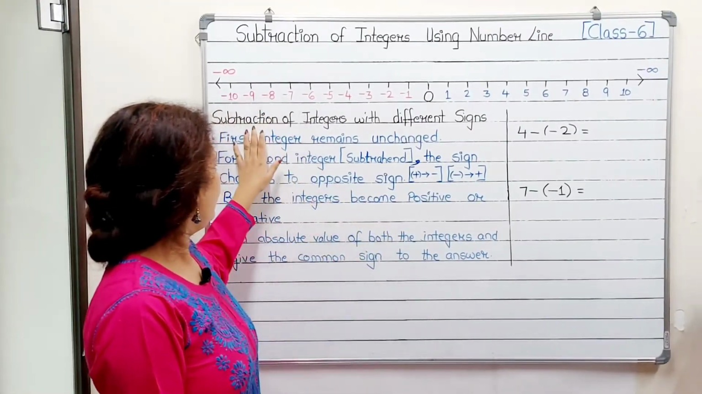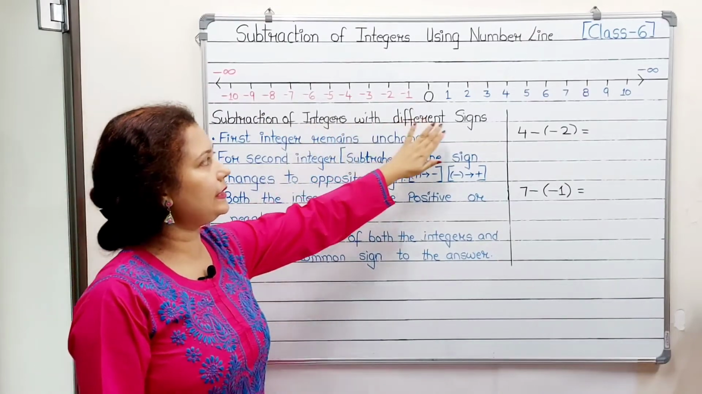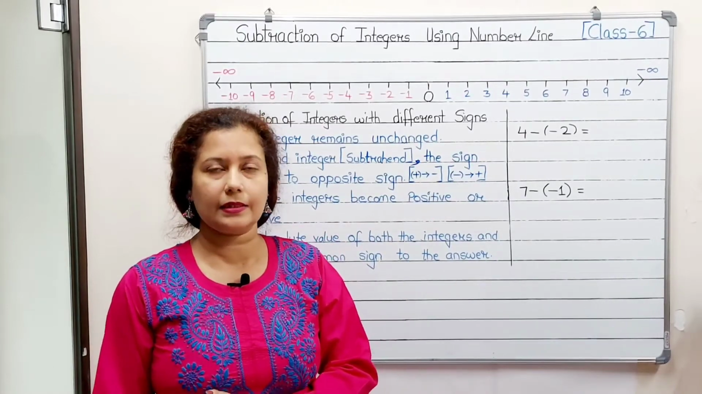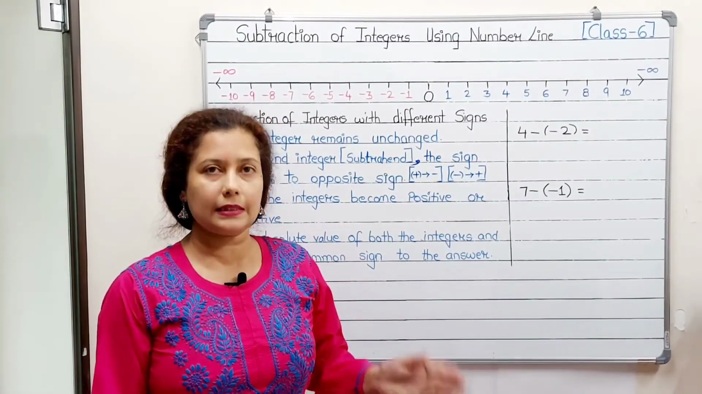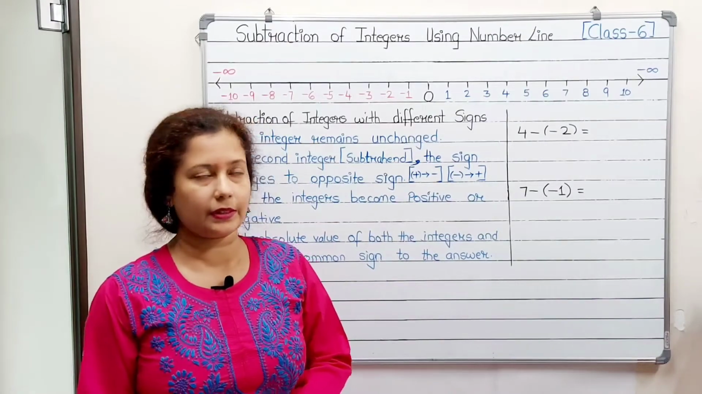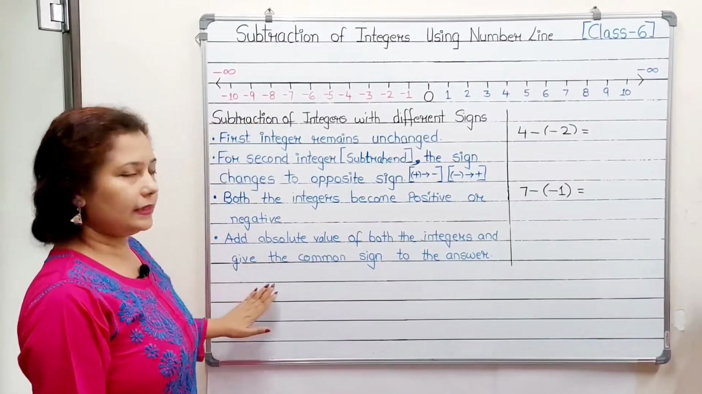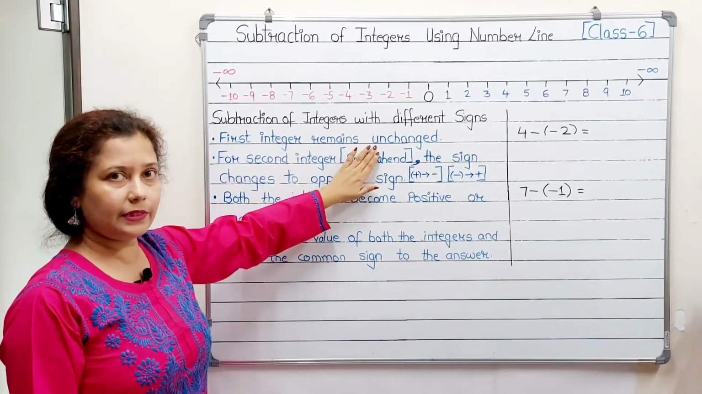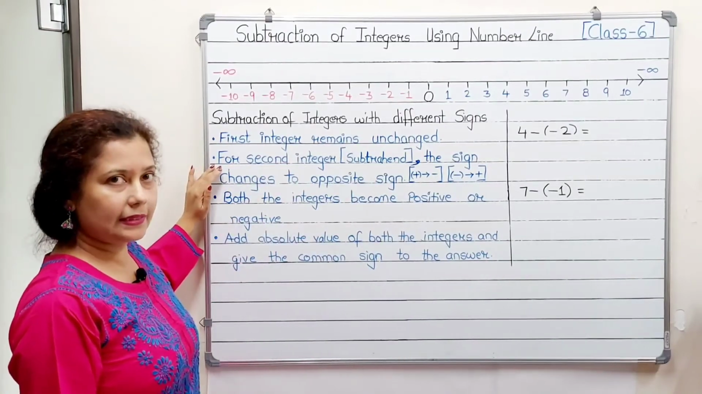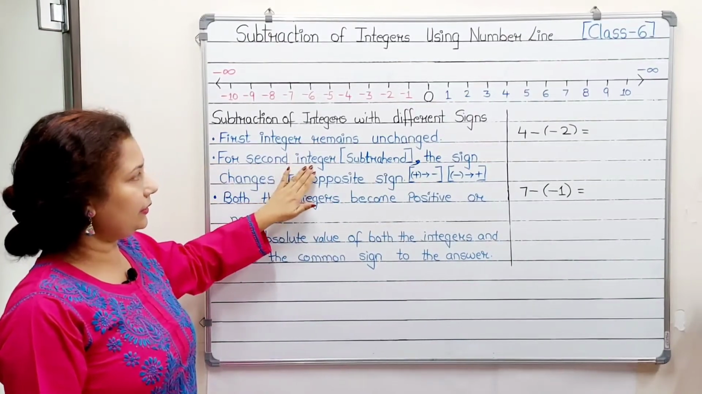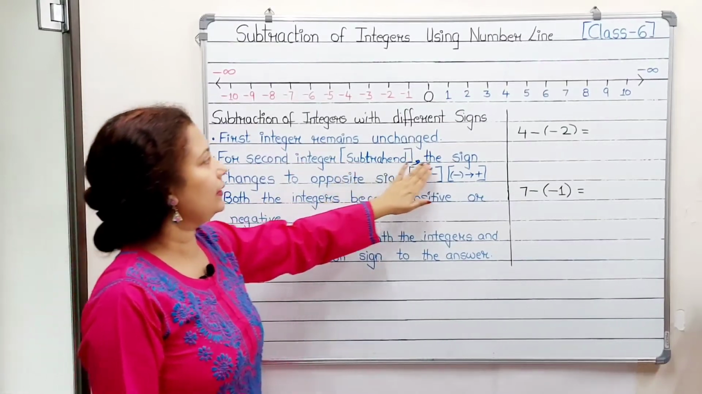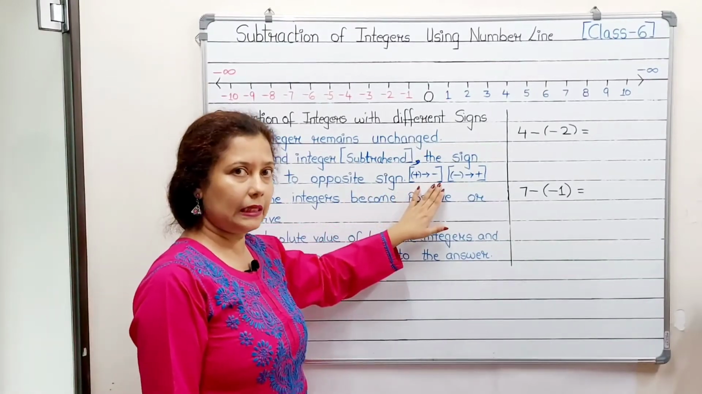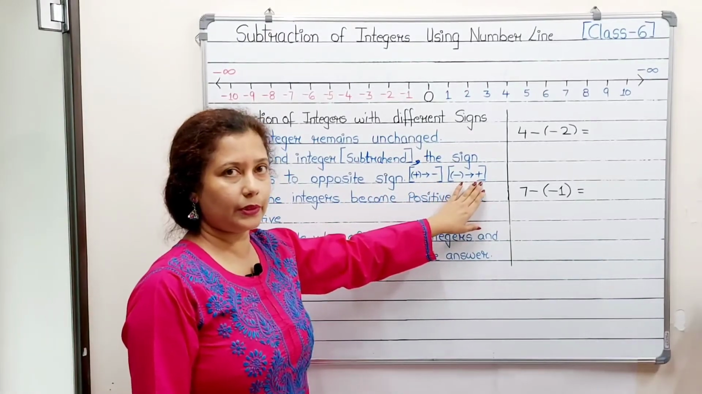Now we will see subtraction of integers with different sign. That means when the first integer is positive and the second integer is negative, or when the first integer is negative and the second integer is positive. We will follow certain steps for this also. First integer remains unchanged, that is the same step. Second step also remains the same. For the second integer, which is also called the subtrahend, the sign changes to the opposite sign. So when it is positive, it becomes negative. When it is negative, it becomes positive.